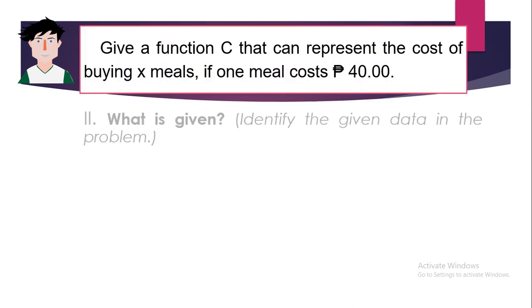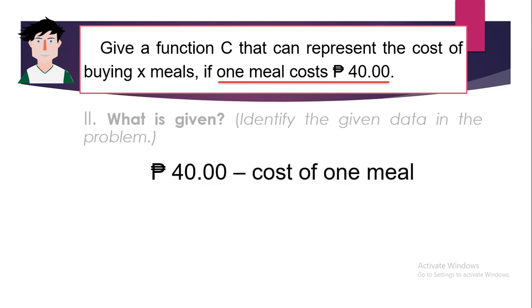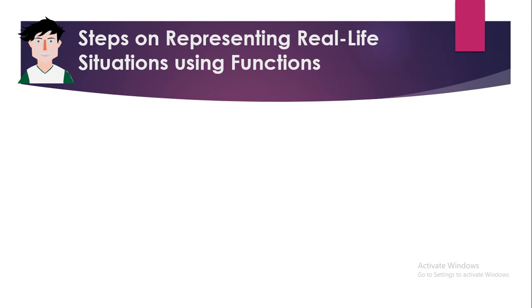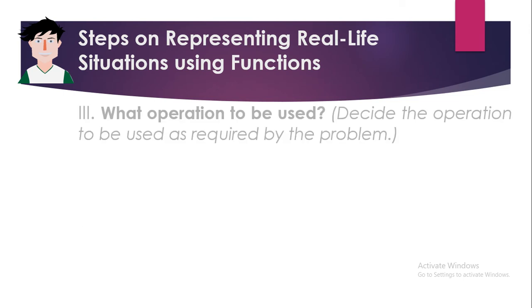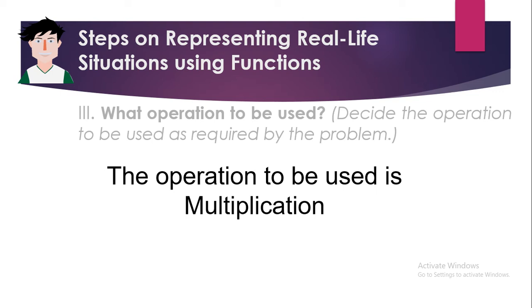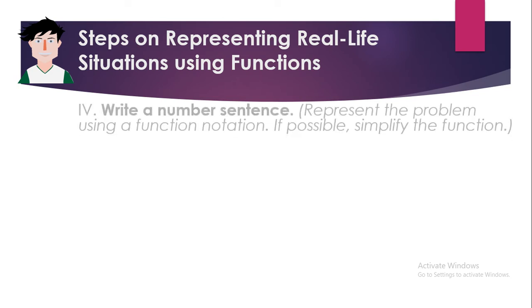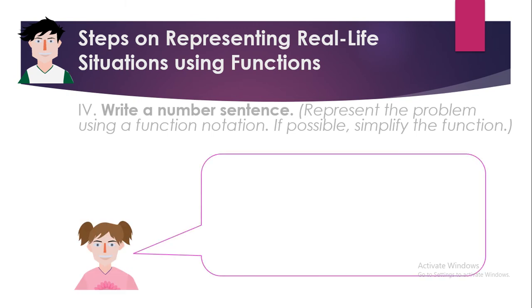Second step, what is given? The given is the cost of each meal, which is 40 pesos. And the third step, what operation to be used? The operation to be used is multiplication, since you're going to get the total cost of buying X meals. And the last step, write a number sentence. We will represent the problem using a function notation, which is the total cost is equal to the cost per meal times the number of meals.